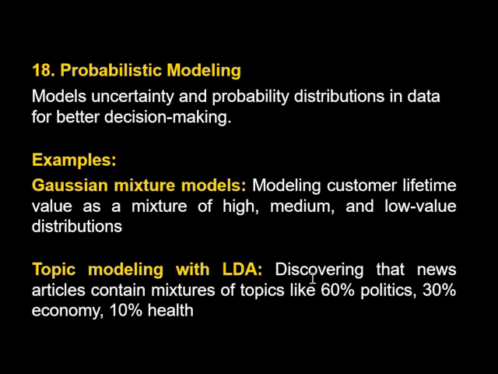The next one is probabilistic modeling. It models uncertainty and probability distributions in data for better decision making. Example, Gaussian mixture models: modeling customers' lifetime value as a mixture of high, medium, and low value distributions. Topic modeling with LDA: discovering that news articles contain mixtures of topics like 60% politics, 30% economy, 10% health.